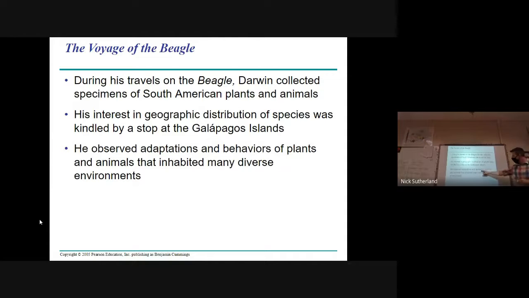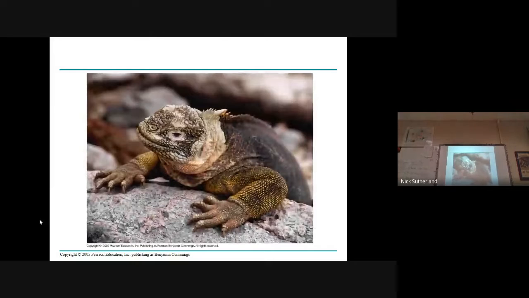So he observed adaptations and behaviors in plants and animals that inhabited many diverse environments. And that's one thing that the Galapagos does have. They've got many, many different diverse environments. And he would have seen things like this.